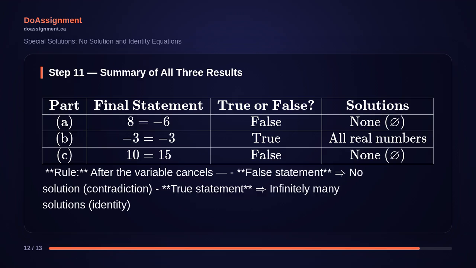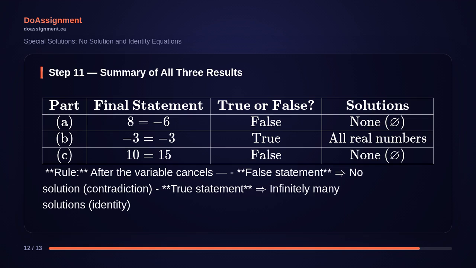Here is a summary table for all 3 parts. Part A gave us 8 equals negative 6, which is false, so no solution. Part B gave us negative 3 equals negative 3, which is true, so all real numbers are solutions. Part C gave us 10 equals 15, which is false, so again no solution.